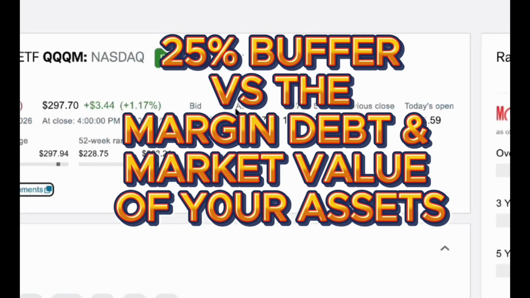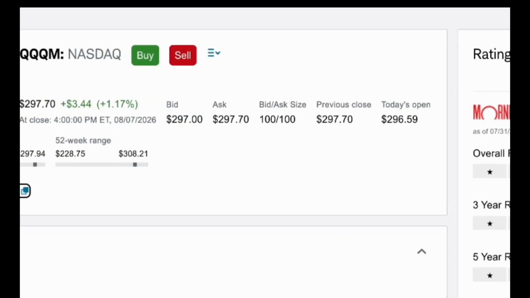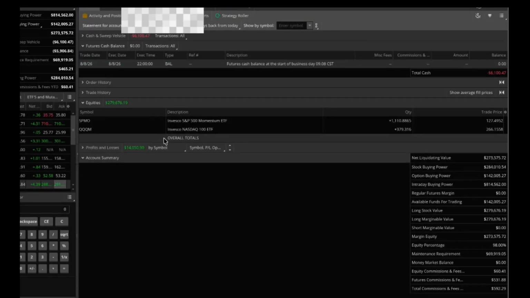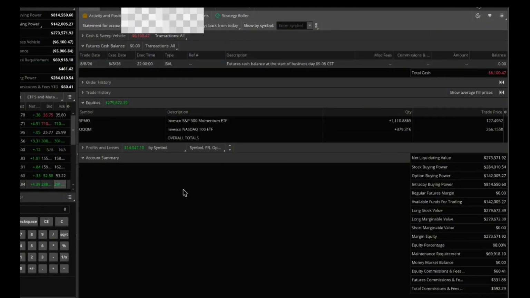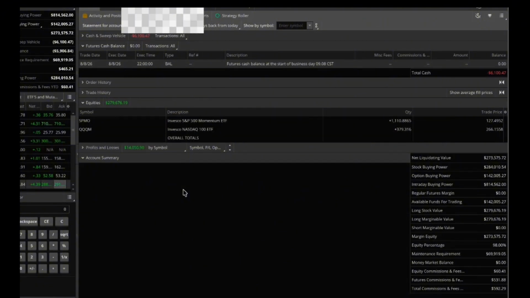Okay. Now, what we're going to do is go even more dumbfounded here. We're going to go to Thinkorswim. We're not going to do any math right now. We're just going to go straight to our portfolio and ask our broker, what is our margin maintenance requirement? We have to keep our account value above that maintenance requirement so we do not lose our assets.